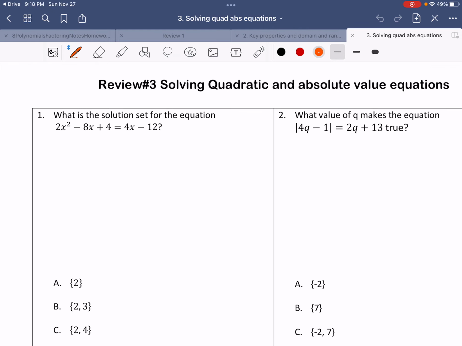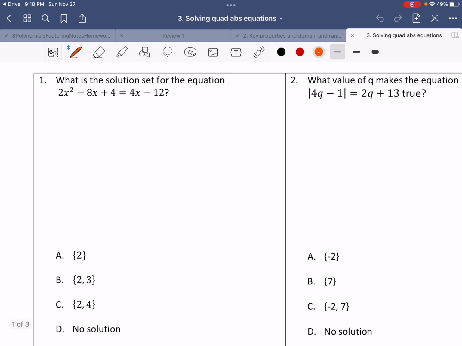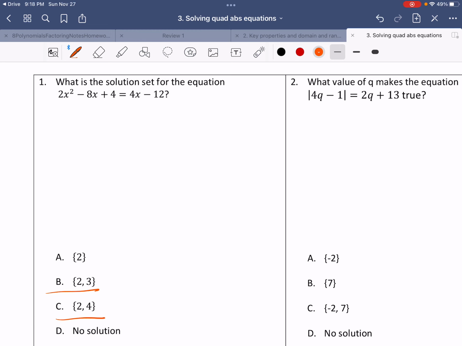First of all, let's say you want to use a calculator. What you've got to do is put in these numbers. So always start with the answers, the two answers, 2 and 3. You plug it in like this. Instead of x, you plug this number in, like 2 squared minus 8 times 2 plus 4 equals 4 times 2 minus 12, and see if it's true or false. If it's true, that's the answer.